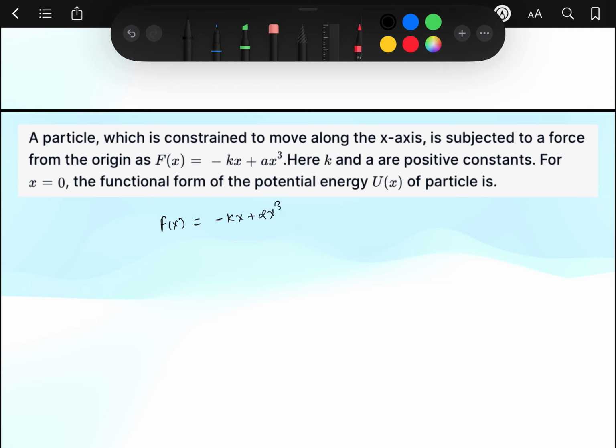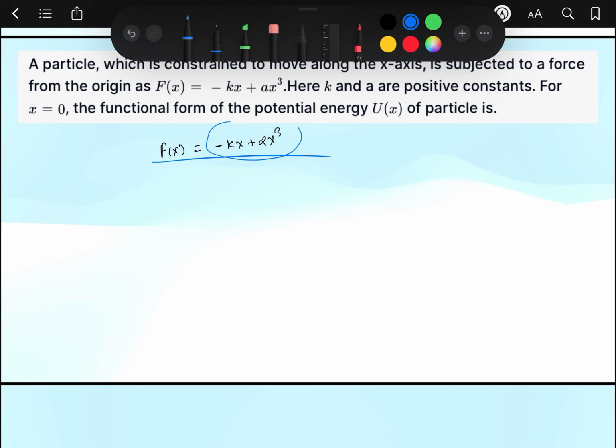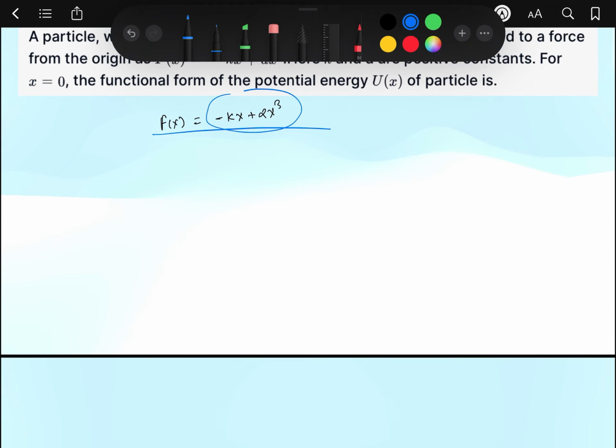For x = 0, the functional form of the potential energy U(x) of the particle is what? That we have to tell. So we have to first check whether this force is conservative or not. Since it is an expression for x only and it is acting in the x direction, I can say the curl of this force will be equal to 0. Del cross F will be equal to 0. That means the work done by this force on a closed path will be equal to 0.